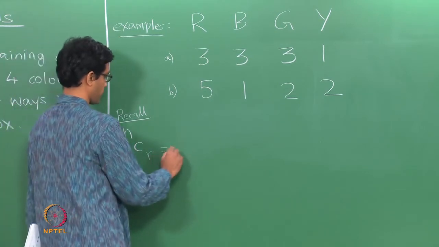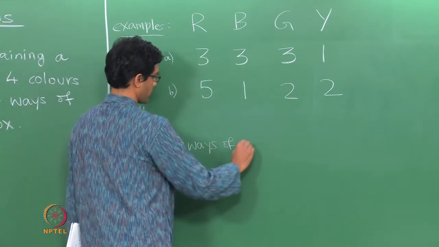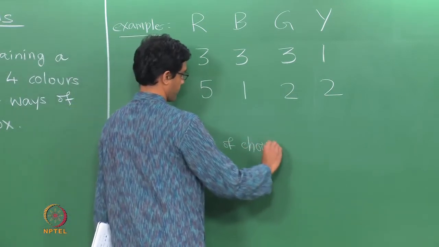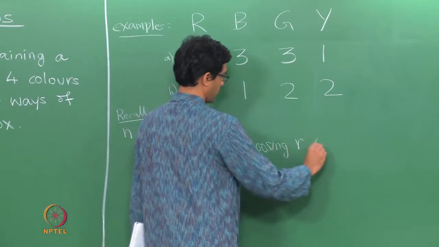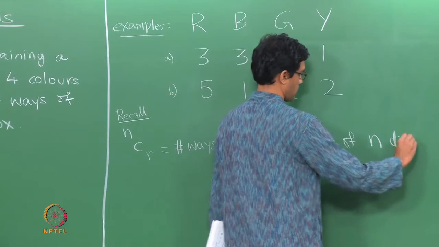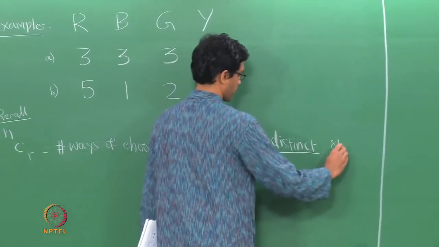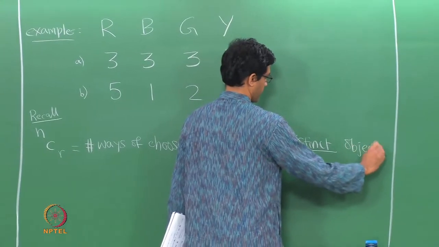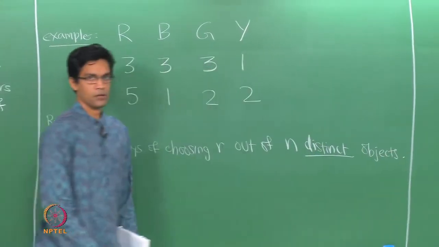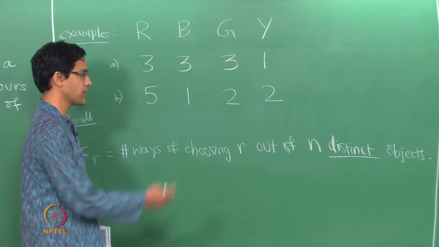So this is the number of ways of choosing r out of n, keyword here being distinct objects. Now combination with repetition just means that we don't really have distinct objects anymore.